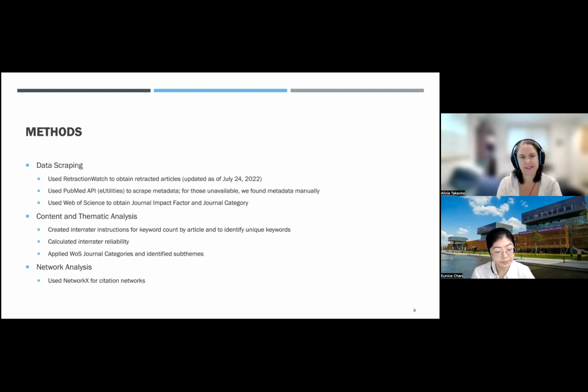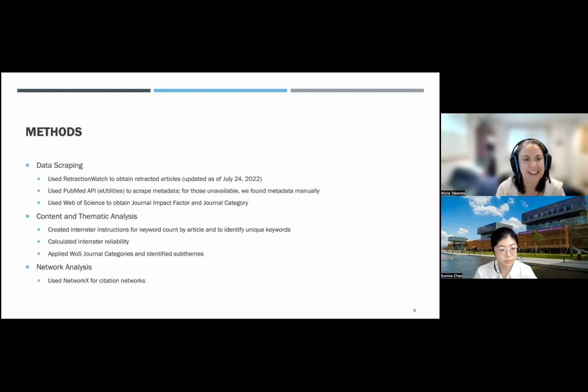Yeah, and then we also did content and thematic analysis, and Eunice's volunteer generously donated their time as an interrater. We all know that that is kind of underrated, but it's super valued. So for content analysis, I created interrater instructions for how to count keywords by article and identify unique keywords. So it was like a systematic step-by-step: this is what you do, and this is the table you will create. And we use that to calculate percent similarity and determine whether the results are viable.